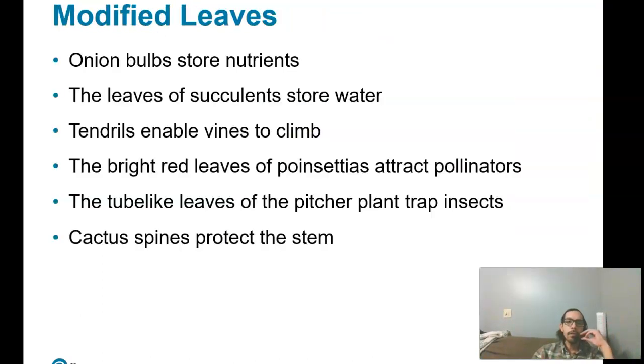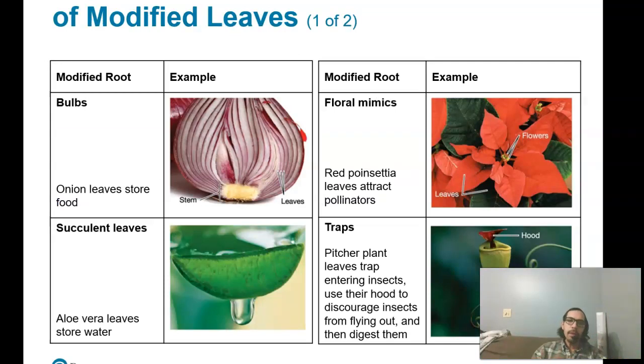Okay, so here are some examples of modified leaves. So we have things like onion bulbs, which are used to store nutrients. We have the succulent leaves, like from aloe vera, that's used to store water. You have the floral mimics, like from the red poinsettia, that's used to attract pollinators. You have the traps, like from the pitcher plant, that's used to trap insects.